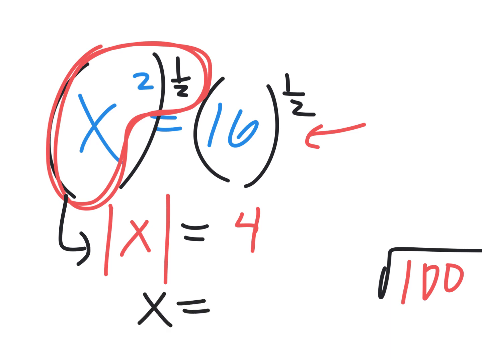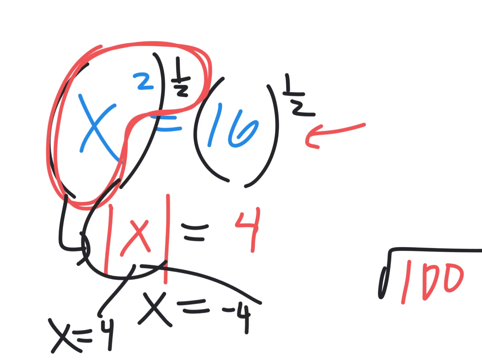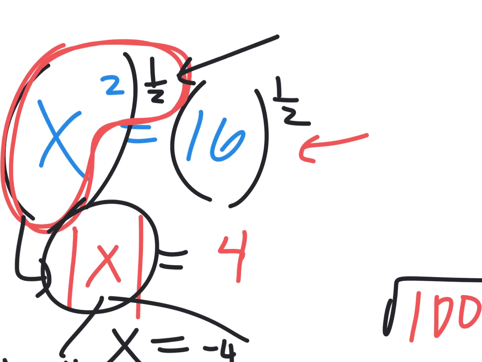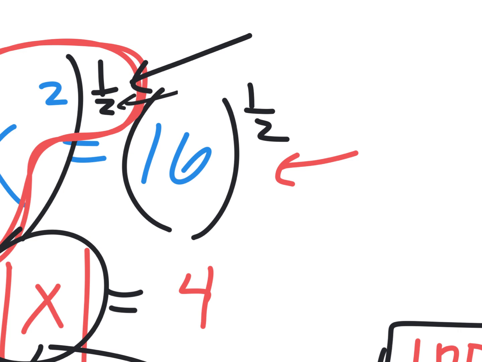Final answer is, split this into 2 things. X equals 4 and x equals negative 4. There is 2 answers because of the absolute value. Because when you put it to a fraction power, and just to clarify, only when it's even. Only when it's even. Why? Because you can do the cube root of negative 8. It's fine. You just get 1 answer, negative 2.